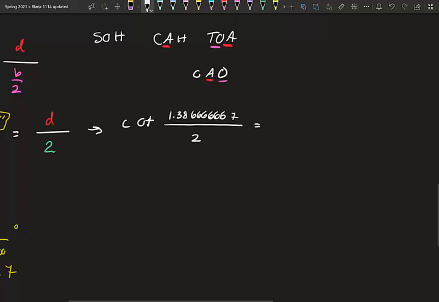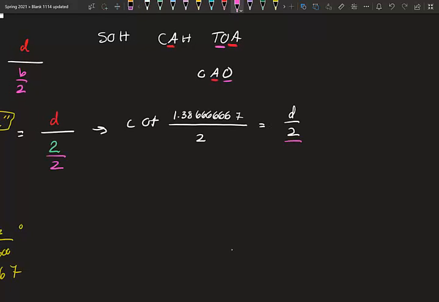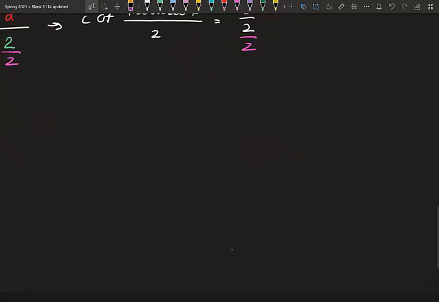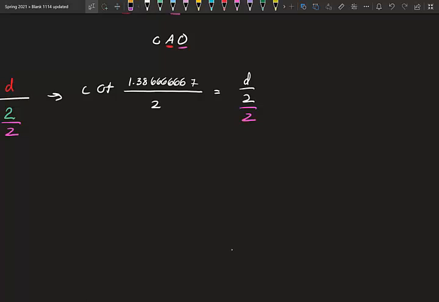And then we have distance over 2. Sorry, I forgot the b over 2. Okay, so let's simplify this. We have cotangent of 1.386666667 over 2 equals, and this right here just cancels out to 1, equals d.